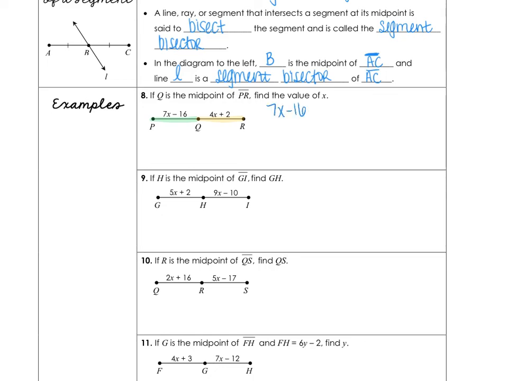7x minus 16 equals 4x plus 2. So we're going to get our x's together by subtracting 4x from both sides. You'd have 3x minus 16 equals 2. Add 16. 3x equals 18. Divide by 3, and you would get x equals 6. That's what this question asked, so that's what we're answering.